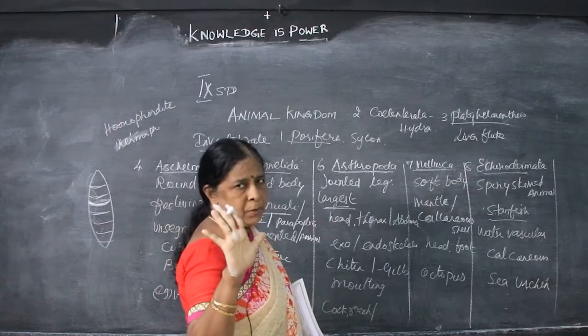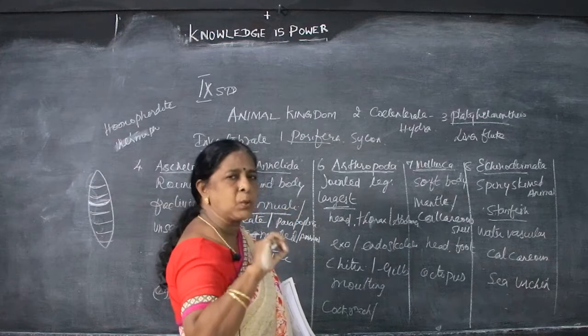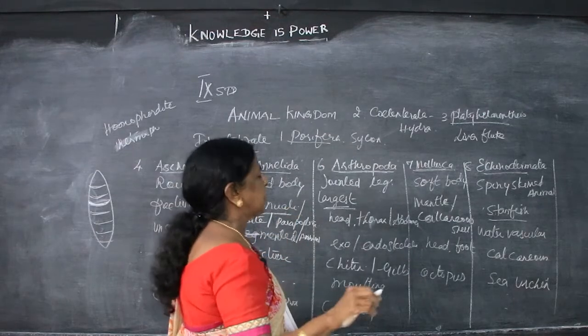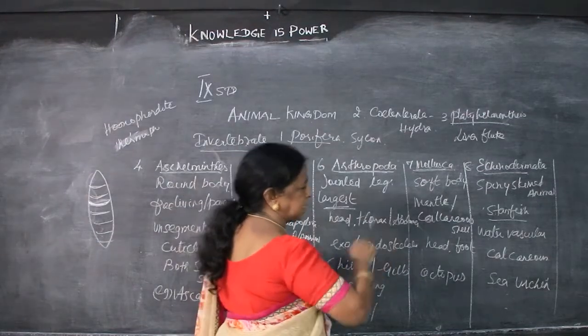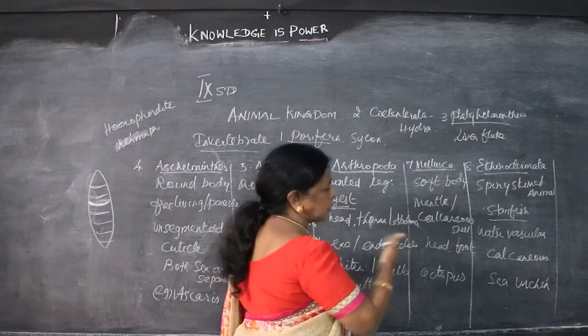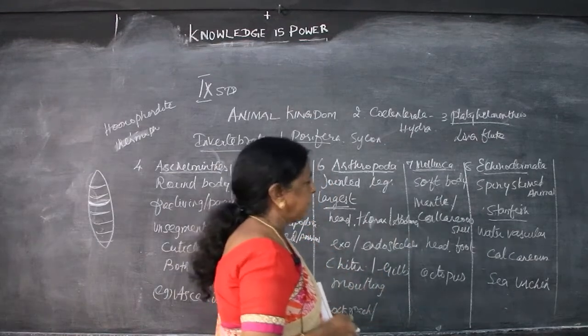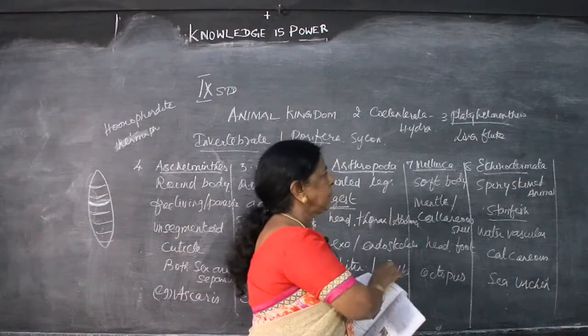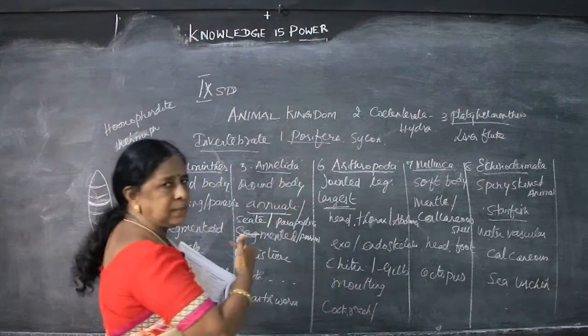It has 5 feet. So in all the feet, the vascular system can be present. A special kind of vascular system, that is water vascular system. Here also we can see calcareous. Example, sea urchin. So now we have completed invertebrates.